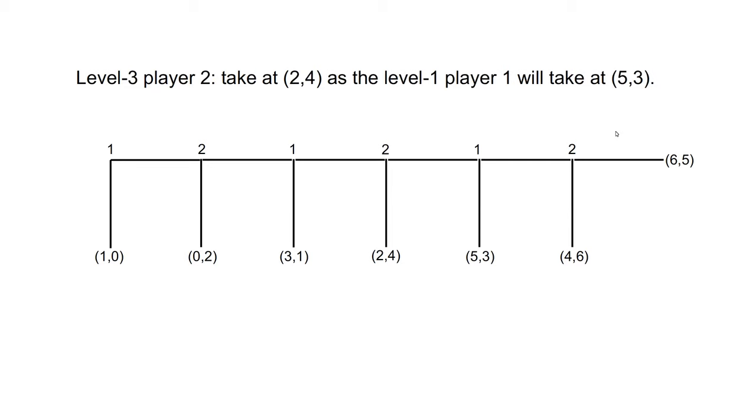A level three player two would plan to take at 2-4, as they believe the level one player one will take at 5-3. A level three player one would plan to take at 5-3, as they believe a level 2 player 2 would take at 4-6, and so on.